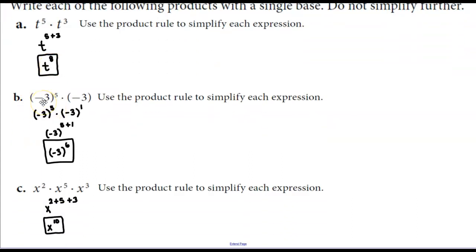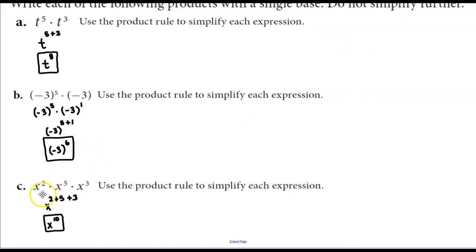For part B, we have the base of negative 3, which is in parentheses, that has an exponent of 5, multiplied by the base of negative 3, and we can see that that has an exponent of 1. So therefore, we're going to multiply with the same base, which becomes parentheses negative 3, parentheses, to the power of 5 plus 1, which then becomes the base of negative 3 to the power of 6. It's important to keep those parentheses around that number. And again, we're not simplifying any further, so we're leaving it as it is.